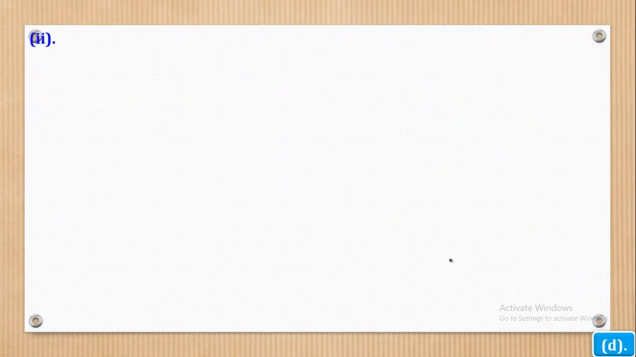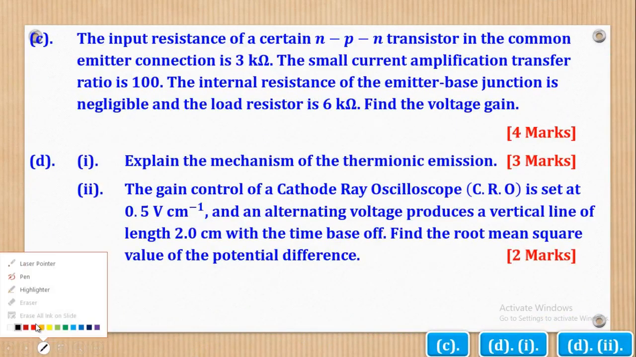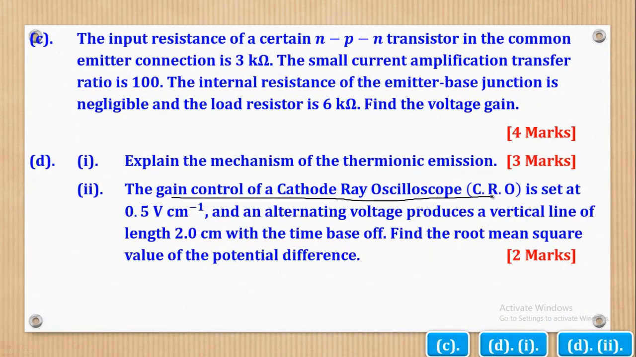So now we shall go to part D, Roman 2. Roman 2 says, the gain control of a cathode ray oscilloscope is set to 0.5 volts per centimeter, and an alternating voltage produces a vertical line of length 2 centimeters with the time base off. Find the root mean square value of the potential difference.